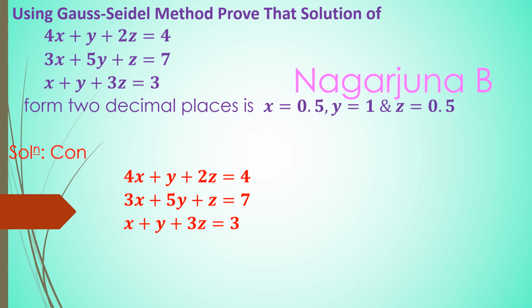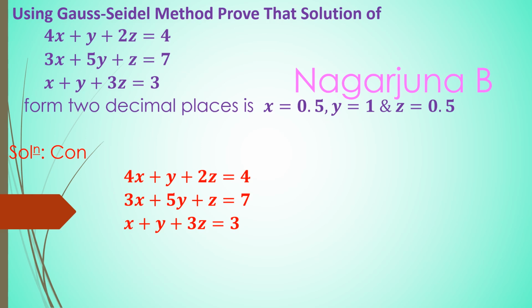So now consider the first equation 4x plus y plus 2z. Among this the coefficient of x is 4, which is greater than the coefficient of y, which is 1, and the coefficient of z, which is 2. So 1 plus 2 is 3. So 4 is greater than 3.